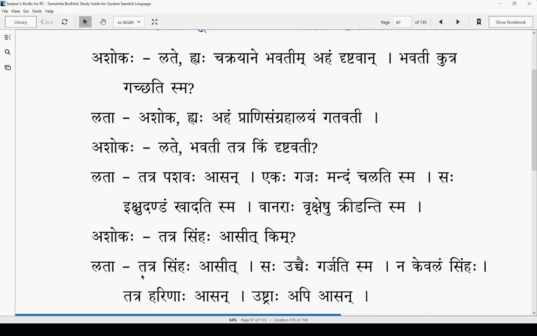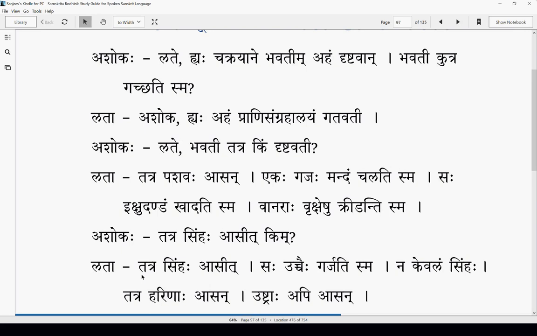Lata. Tatra pashavah asan. Ekah gajah mandam chalati sma. Sah ikshudandam khadati sma. Vanarah vruksheshu kridanti sma. So not everywhere there is a sma. When sma is added to the kriya pada rupam, which is in the vartamana kala, gacchati sma, that is vartamana kala. So here also chalati is vartamana kala, khadati is vartamana lat lakara, and kridanti is also vartamana kala. But as we add sma there, then it becomes like past continuous tense. So tatra pashavah asan. What is pashavah? Animals. There were animals in the Prani Sangrahalayam.